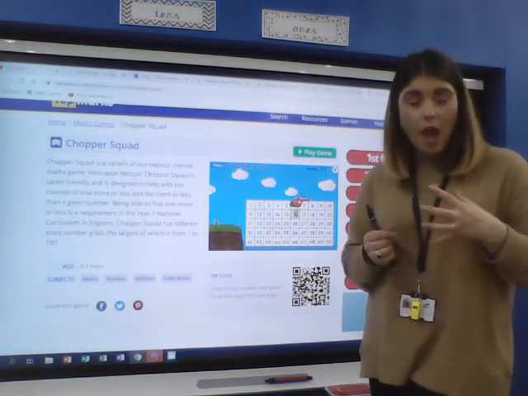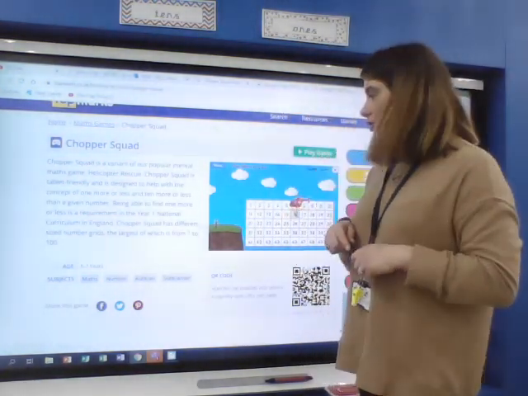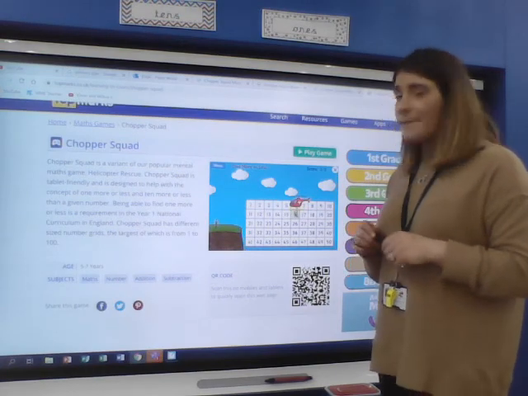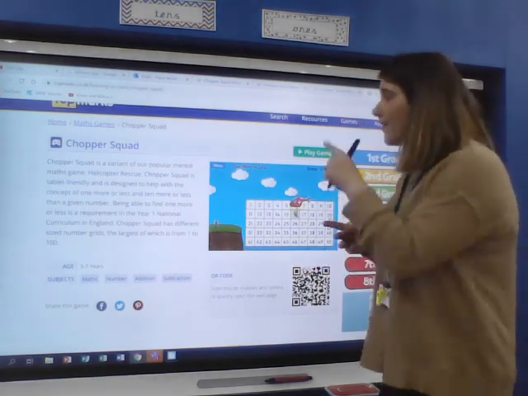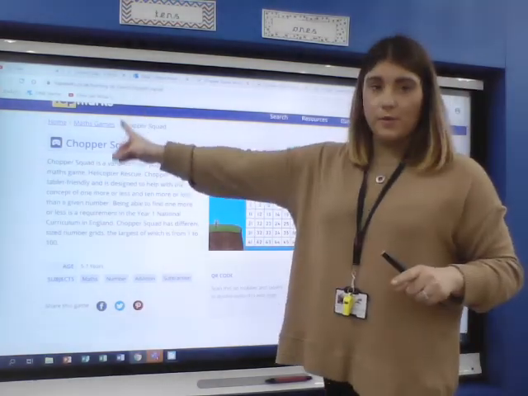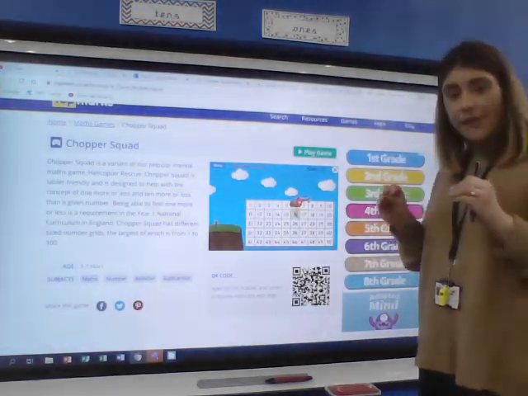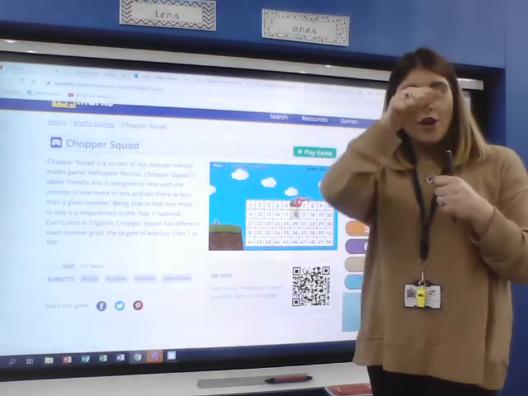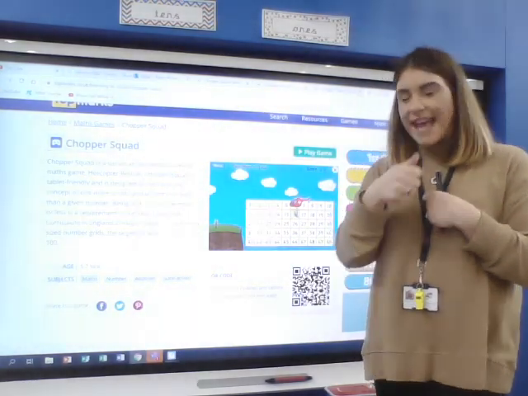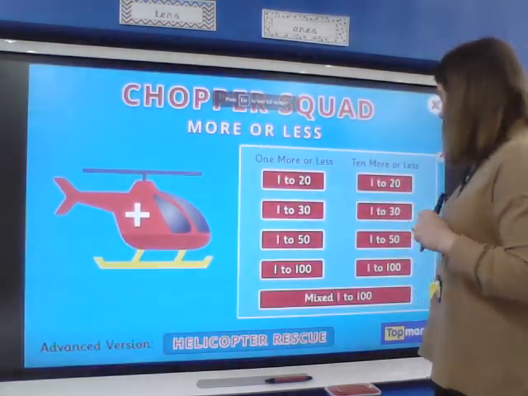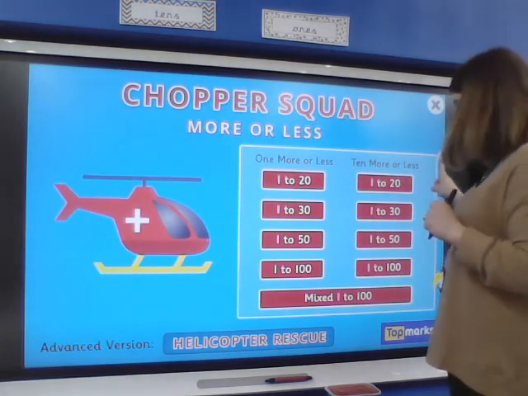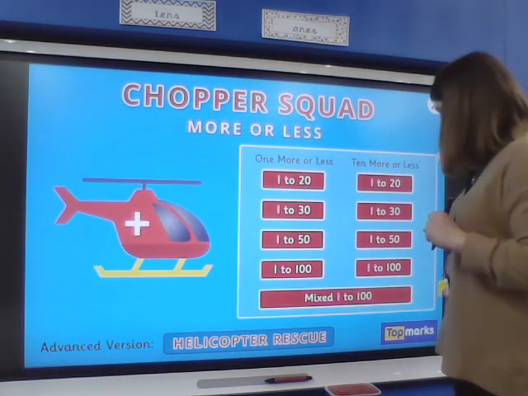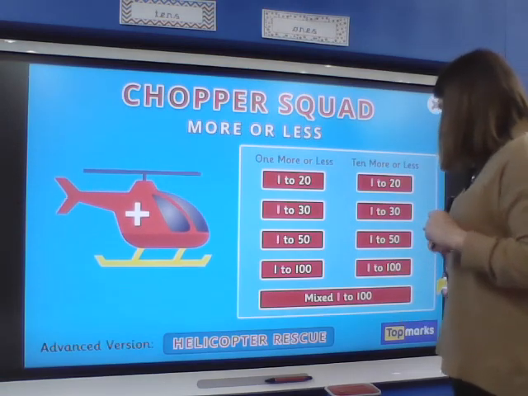If you want to have a go at home, type into a search engine Top Marks Maths Games, and it will lead you to lots of other maths games. But if you want to play this particular game, it's called Chopper Squad. Okay, so let's play together. So you need your whiteboard and pen ready to write down the answers. Okay, let's go. So we're going to go for 10 more or less because this is what we found difficult last week. And I'm going to go with 1 to 100.